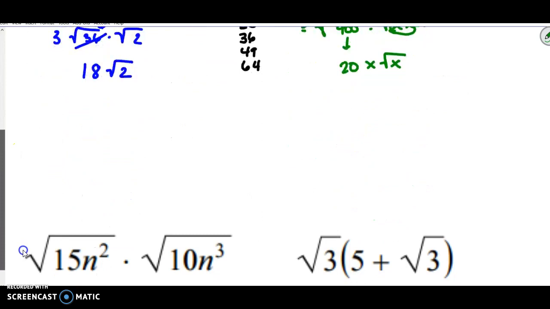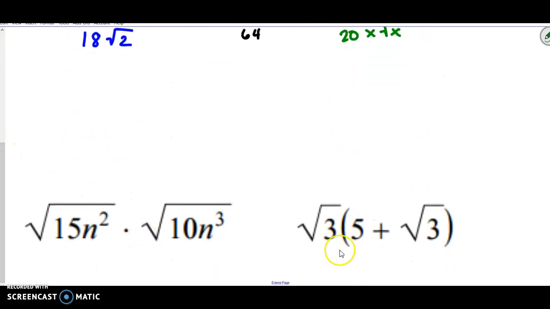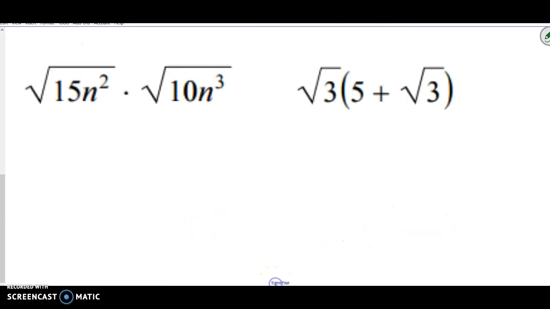Alright, and now we are going to do one more example from the proof book. We are going to save this one for 9-3, so you can just sit tight on that for right now. We've got square root of 15n squared times square root of 10n cubed. So again, we have a 1 and a 1 outside, so 1 times 1 is just 1. And then we're left with square root. 15 times 10 is going to give us 150.